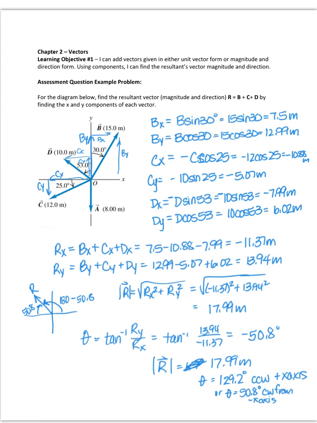But keep in mind that no matter what, when I'm talking about a vector, I have to make sure that I talk about both its magnitude and its direction. When it's written in unit vector form, I can actually just keep it in unit vector form, but that would be a different problem.